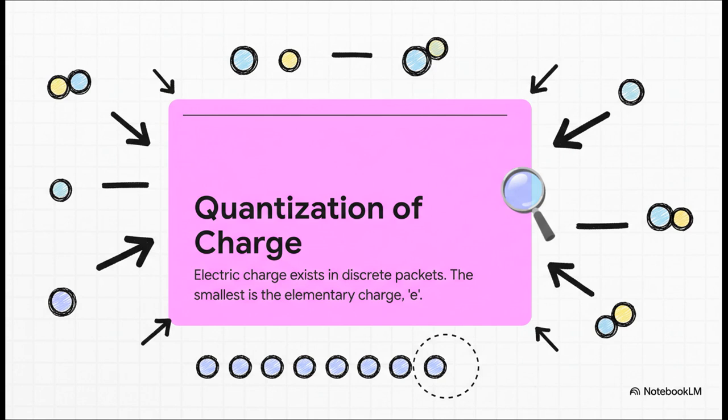All right, our second clue is that charge is what we call quantized. It's a bit of a sciencey word, but all it really means is that charge comes in tiny individual packets. You can have one electron or two or a billion, but you can never, ever have half an electron. It just doesn't work that way. The smallest possible packet of charge has a name, the elementary charge.